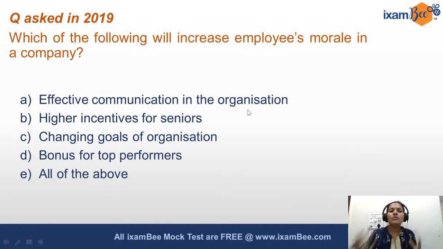Third, changing goals of the organization. If the organization today tells you this is my goal, work for this. Next day says, okay, I think I chose the wrong goal. Now I'll work for something else, so change your work action plan. Yesterday we were working for X, and today let's start working for Y. Will you have a very good feeling about the organization? Fourth, bonus for top performers. If the company is only giving bonus to the top performers all the time, what kind of a feeling will you have working in the organization? And all of the above.